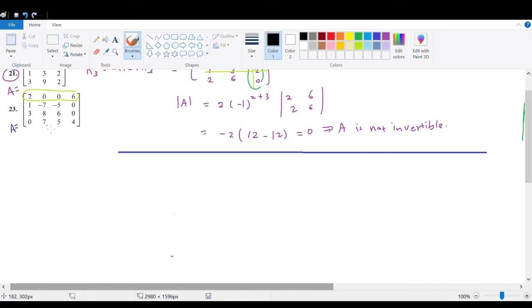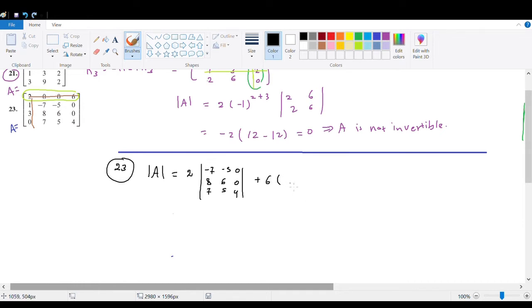In 23, we have this matrix, which is a 4 by 4 matrix. So if we take the determinant across the first row, if we assume this one is A, the determinant of A will be equal to, because it is in the first row, first column, 2 multiplied by minus 1 to the power 2, which is 2. Then we take the determinant of, we cross this one out, so then we have minus 7, 8, 7, minus 5, 6, 5, then 0, 0, 4, then we have plus 6.